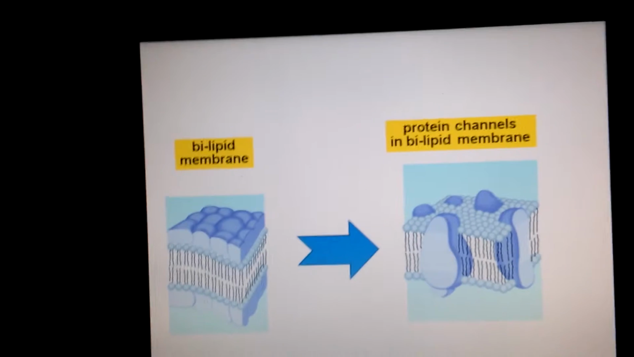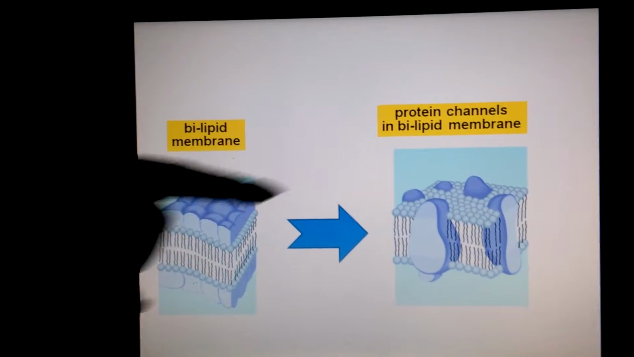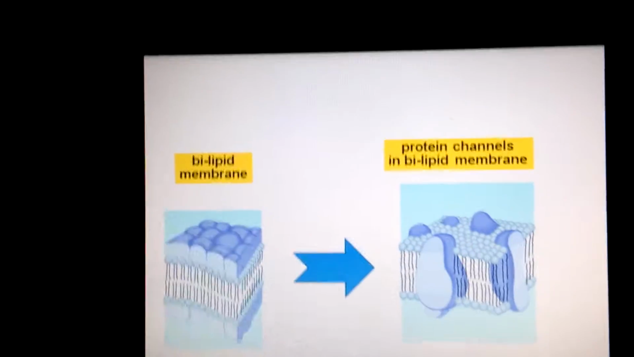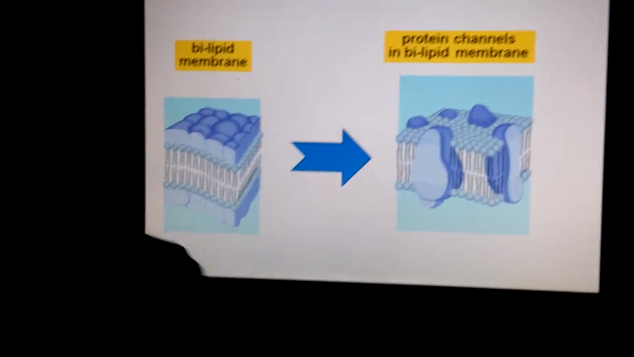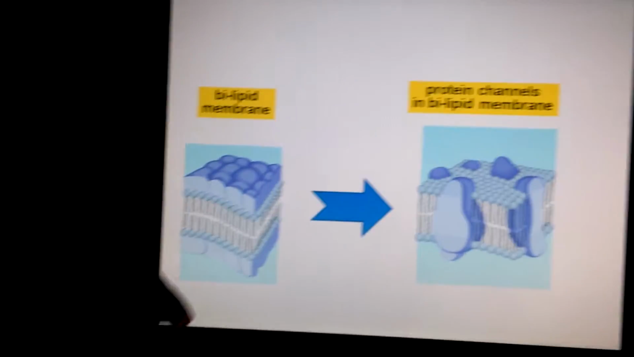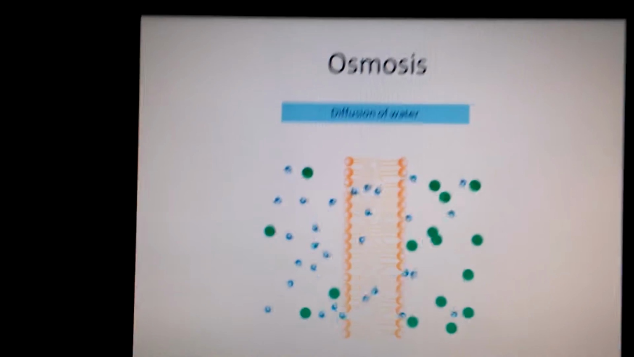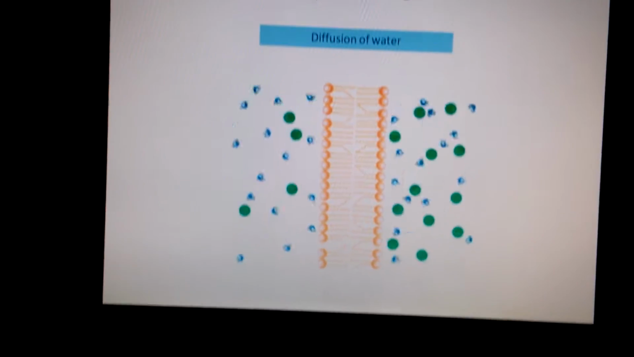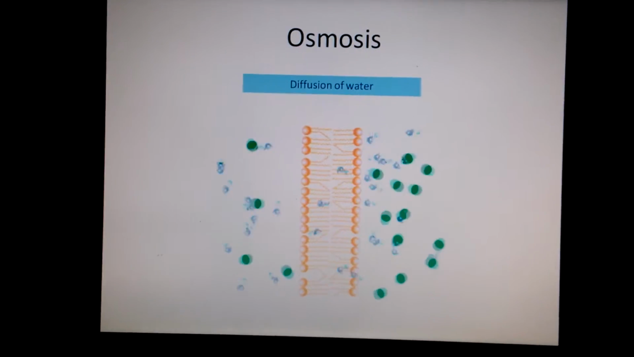The protein is both like water and like lipids, a protein channel in the biolipid membrane. Diffusion types. We have simple diffusion, which moves from high to low, requires no energy, and is passive transport. Facilitated diffusion moves from high to low through a protein channel. Then we have osmosis. Osmosis deals with water moving across the cell membrane. It's the diffusion of water.